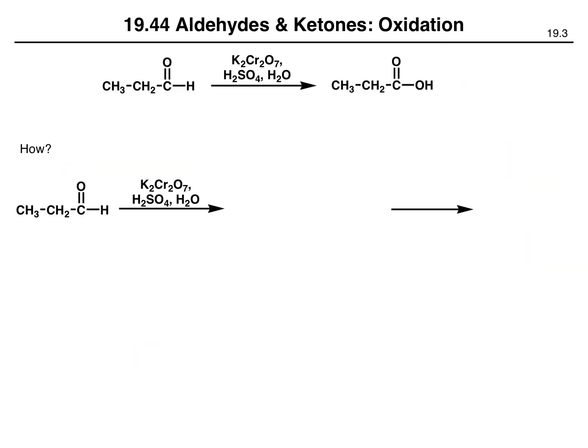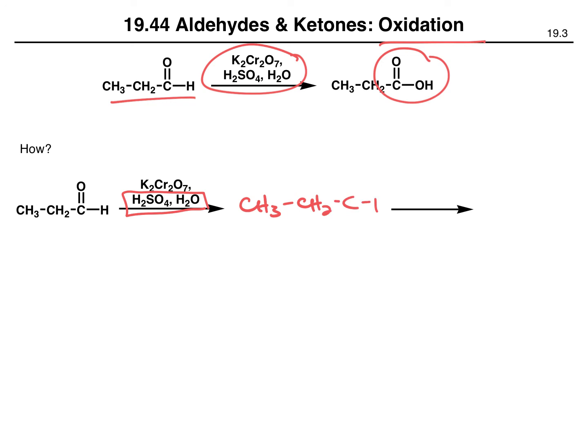One other common reaction that will occur with aldehydes, not with ketones, is oxidation. So if we have an aldehyde, this can be treated with chromic acid to give a carboxylic acid. All right, so how does this work? Well, we have an aldehyde, and for a moment, let's just focus on the sulfuric acid and water. An aldehyde can react with water under either acidic or basic conditions to give a hydrate. That would look like this.